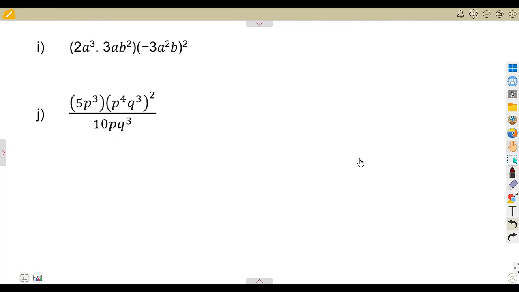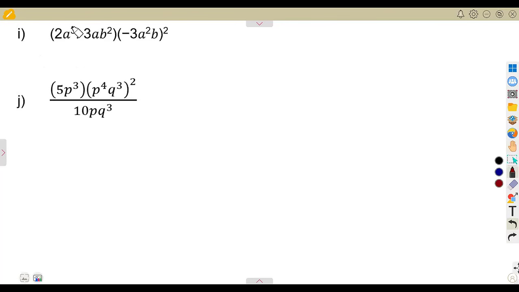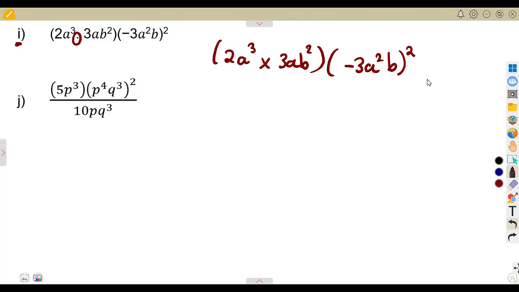All right, so the same idea on this question number I that we are given, that is 2a to the exponent of 3 times 3ab squared. Then in a bracket, minus 3a to the exponent of 2, b to the exponent of 2. In this first bracket, just multiply these numbers like the previous case: multiply the 2 and the 3, that gives us 6.